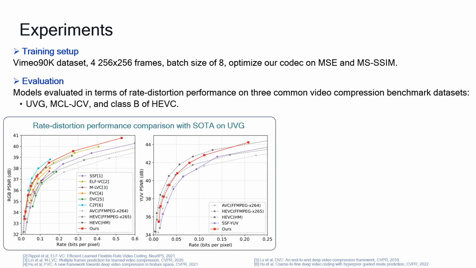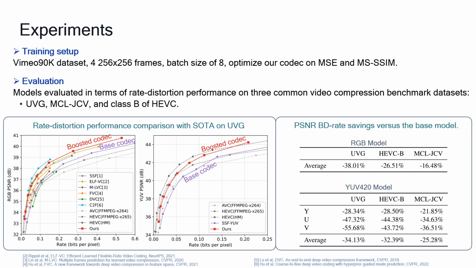Here we show the rate distortion performance in terms of PSNR versus bits per pixel on the UVG dataset, where the base codec and the boosted codec are shown in purple and red respectively. We also measure BD rate saving of the boosted codec compared to the base codec on the 3 datasets, and the results reveal around 38% and 34% bitrate saving on the UVG dataset in the RGB and YUV420 color spaces respectively.